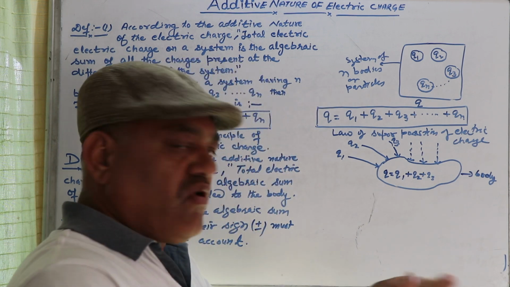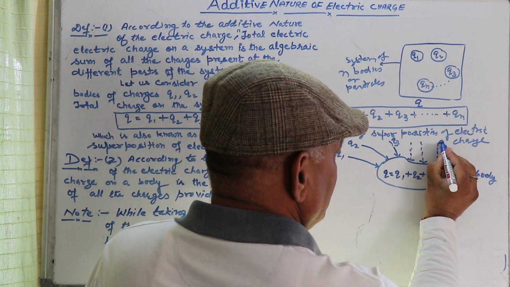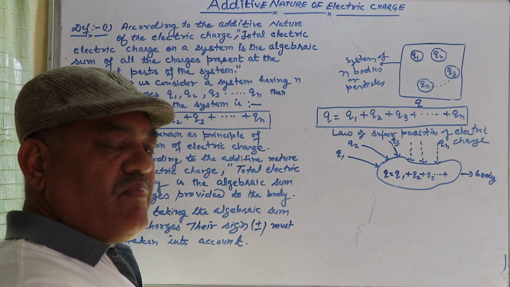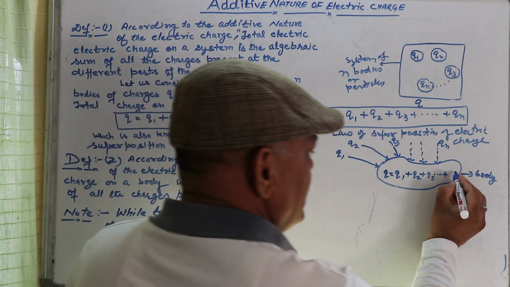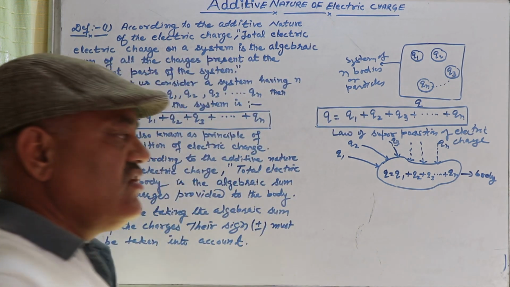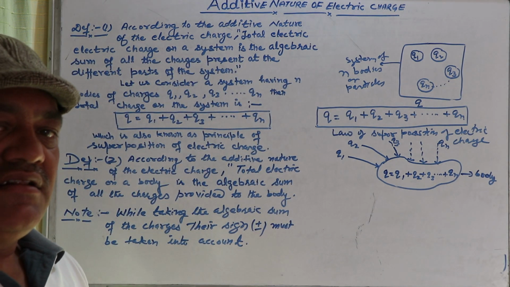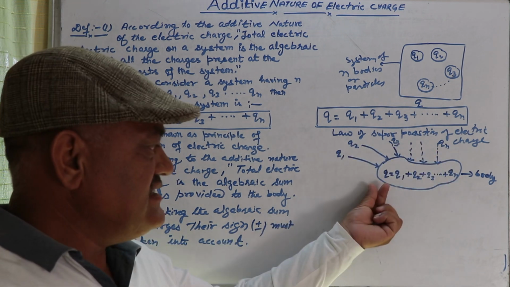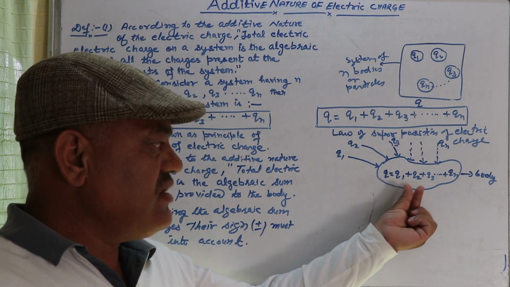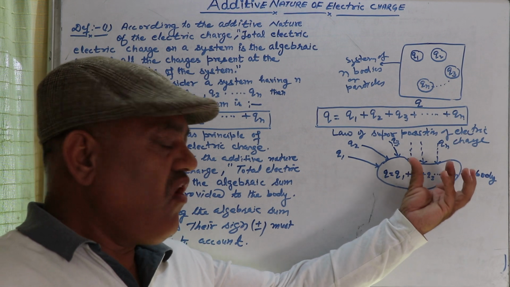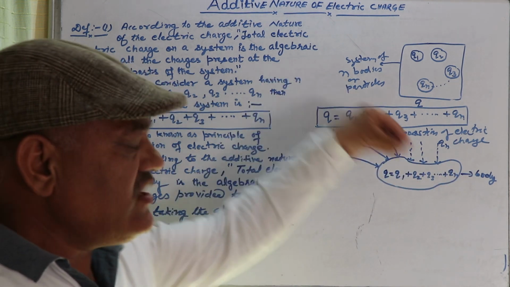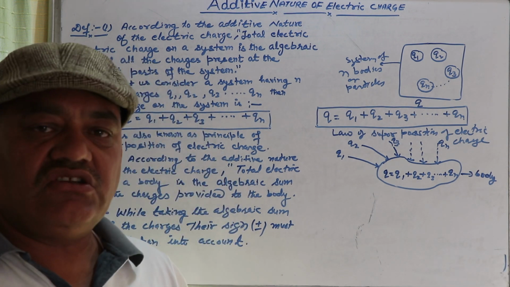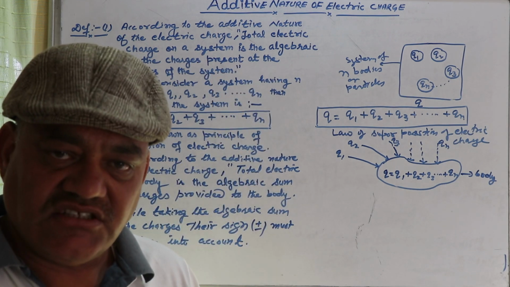And so on, we go on providing charge to this body. At last we give the Qn charge to this body. Then the total charge is Q1 plus Q2 plus Q3 and so on up to Qn. So this is Q, the total charge on the body, and this total charge is equal to the algebraic sum of all the charges which are provided to this body from the outside. This is also the definition of the additive nature of electric charge.